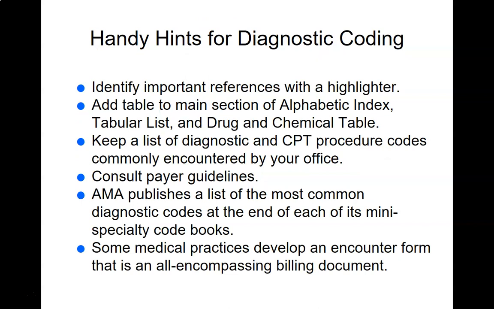Handy hints for diagnostic coding. And they are: identify important references with a highlighter. Add a tab to the main sections of the alphabetical index, tabular list, and drug and chemical table. Keep a list of diagnostic and CPT procedure codes commonly encountered by your office. Consult payer guidelines. The AMA publishes a list of the most common diagnostic codes at the end of each of its many specialty code books. And some medical practices develop an encounter form that is an all-encompassing billing document.